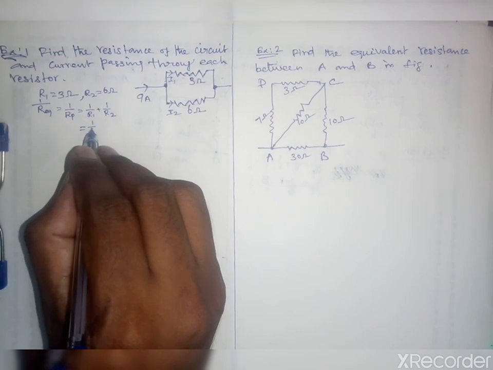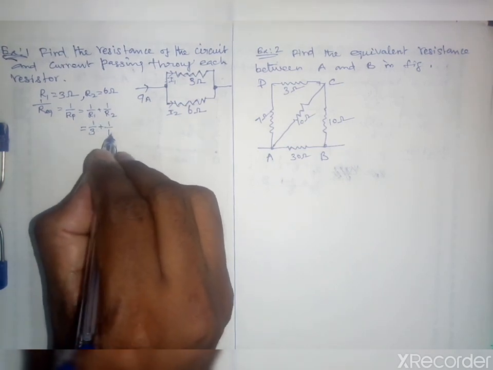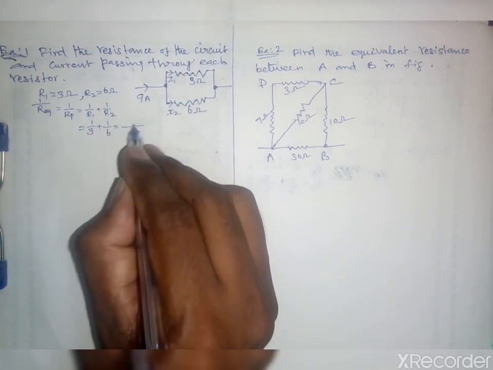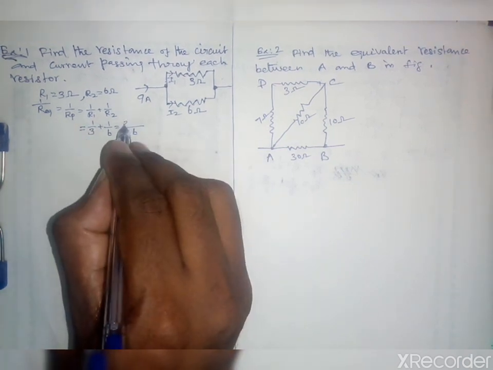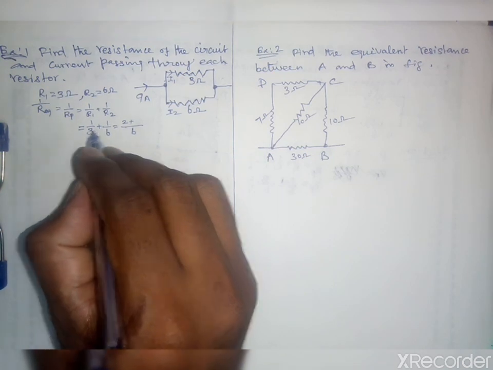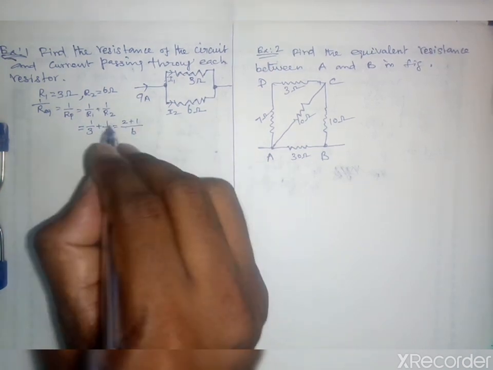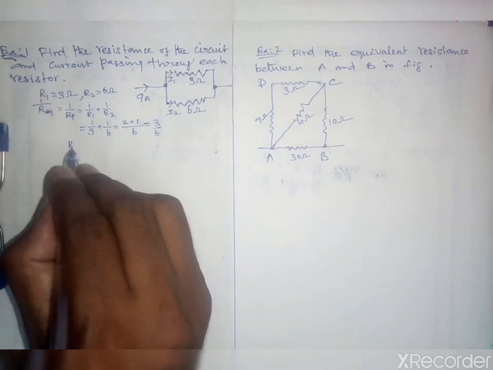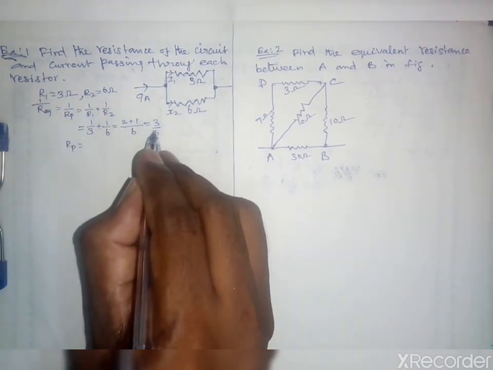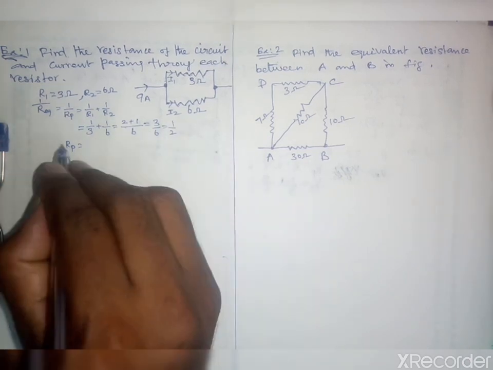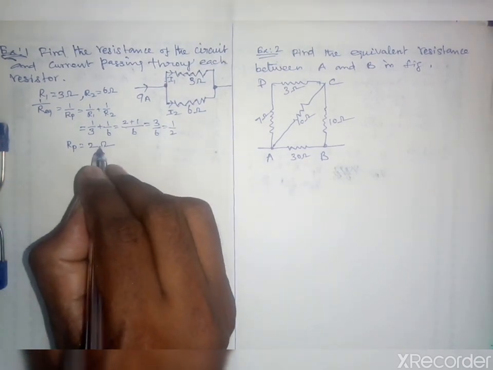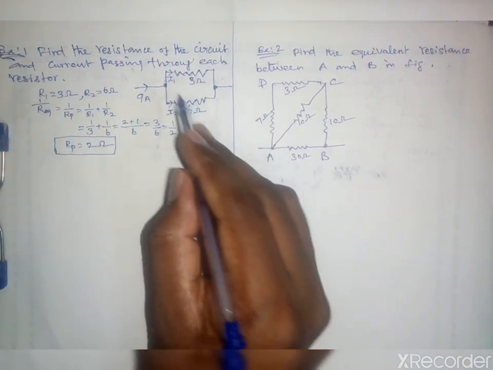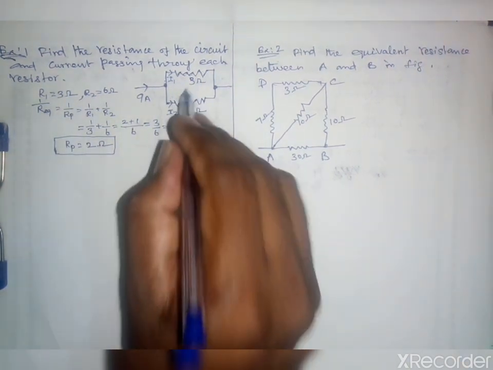So 1 by RP equals 1 by R1, which is 3, plus 1 by R2, which is 6. Taking the LCM of 3 and 6, the LCM is 6. 2 times 1 is 2, plus 1 times 1 is 1, so totally 3 by 6. So 1 by RP equals 3 by 6, which equals 1 by 2, so RP equals 2 ohm. So the equivalent resistance, or total resistance, or net resistance, all are the same, of this circuit will be RP equal to 2 ohm.